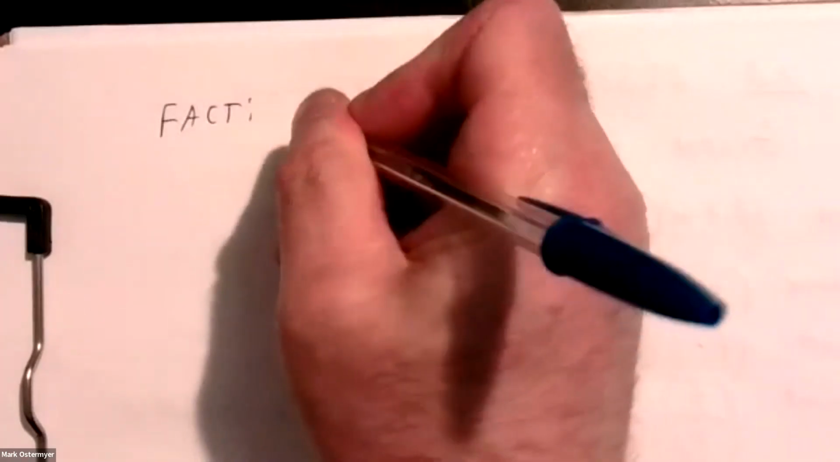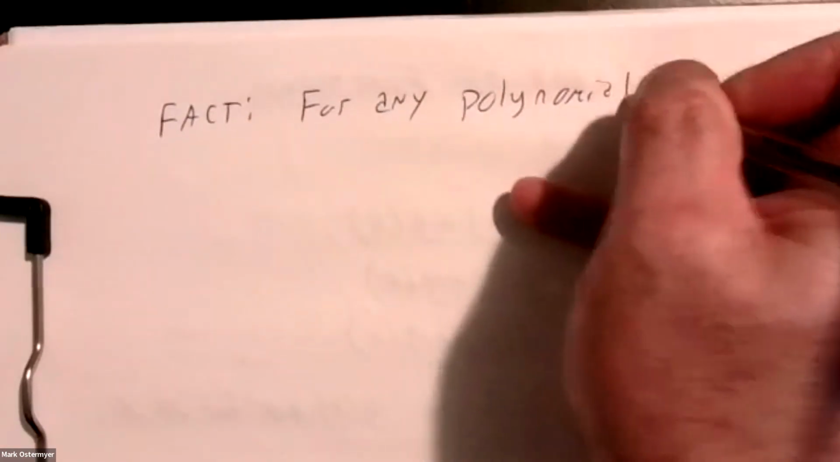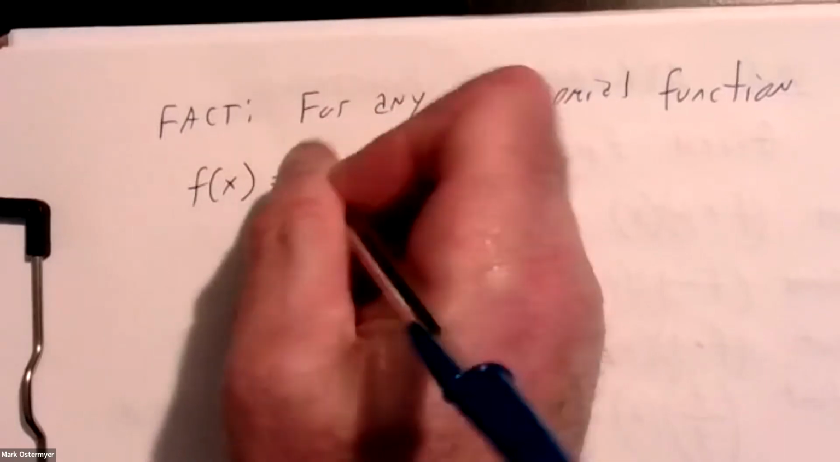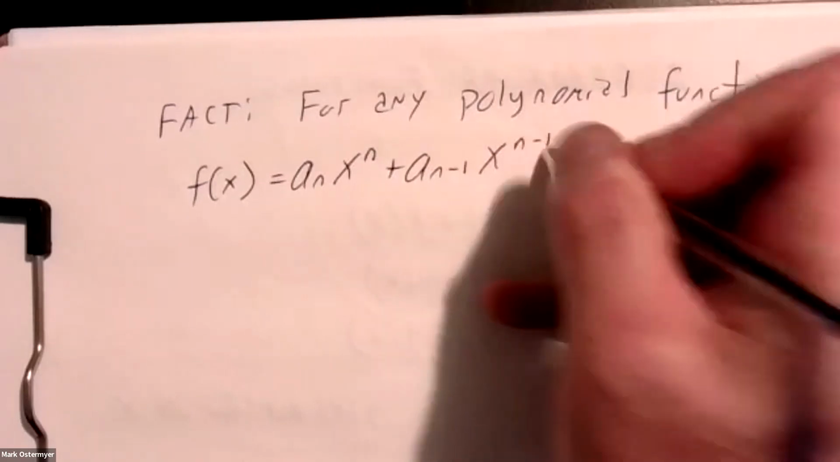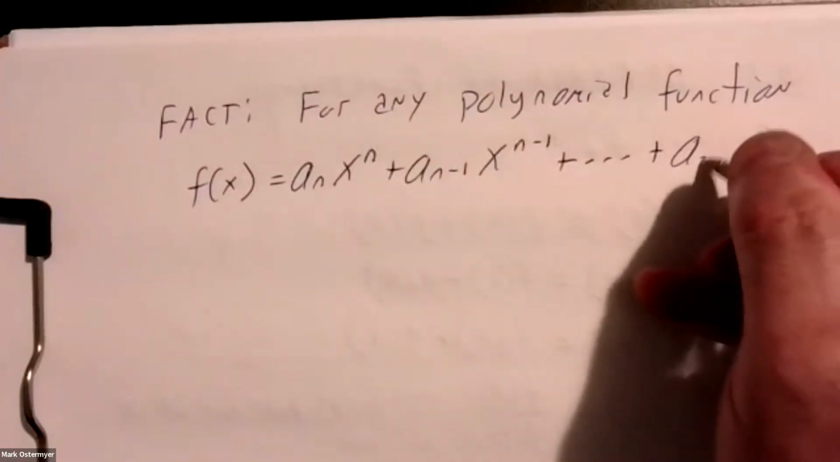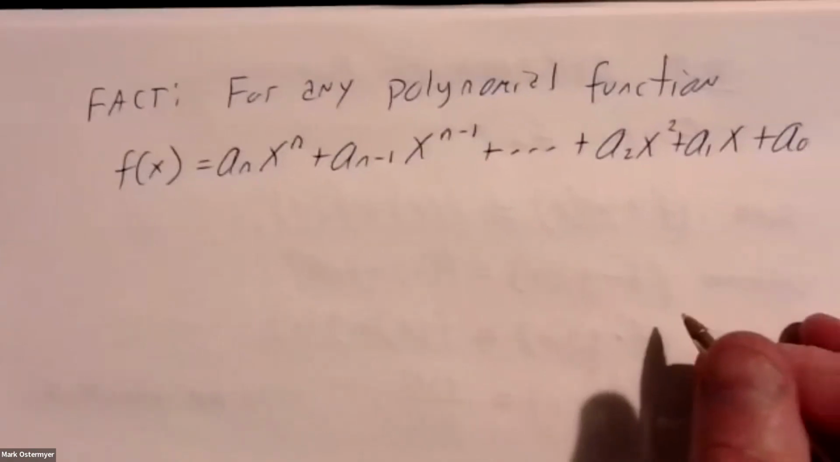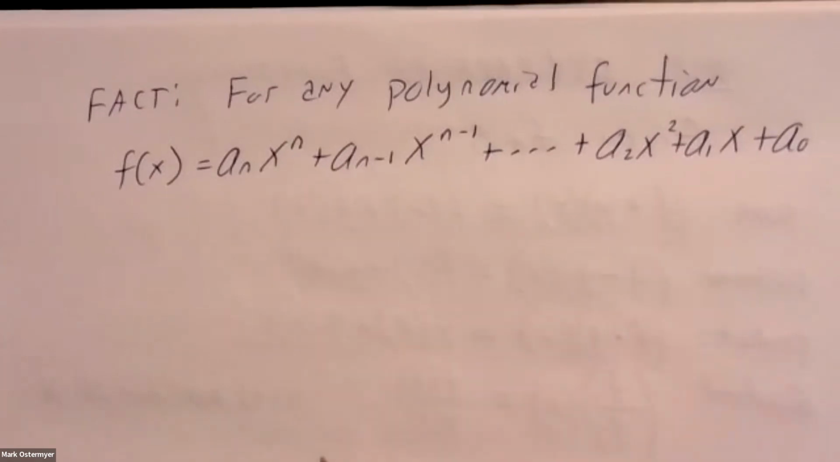Suppose I give us some specific functions to work with here. But before I do that, I want to point out a very important fact. For any polynomial function, and this is a general way of representing an nth degree polynomial function, the a's are just the coefficients and the x's are the variables.